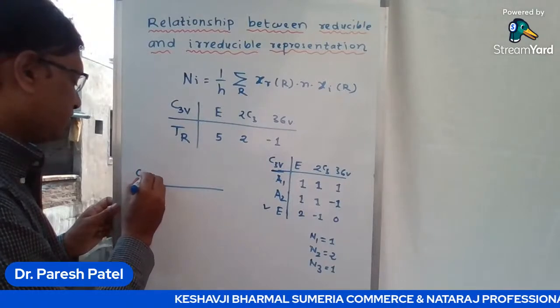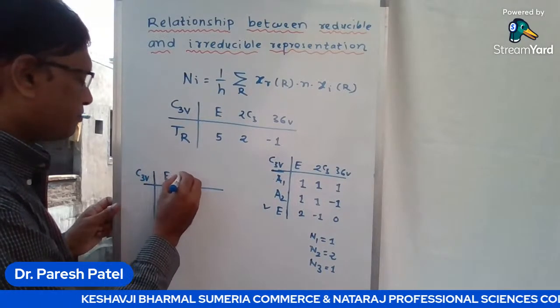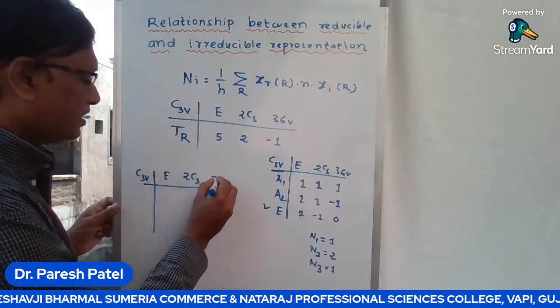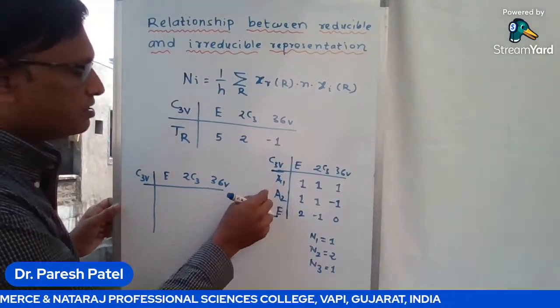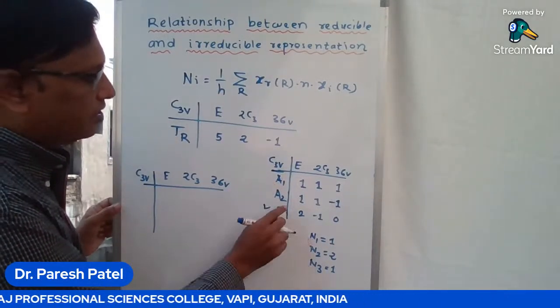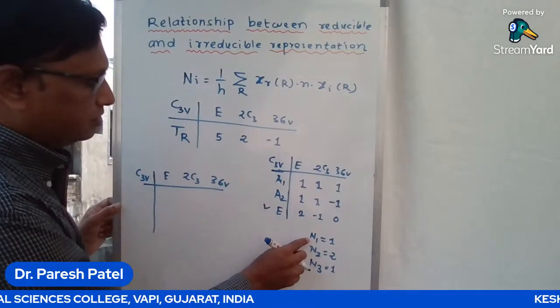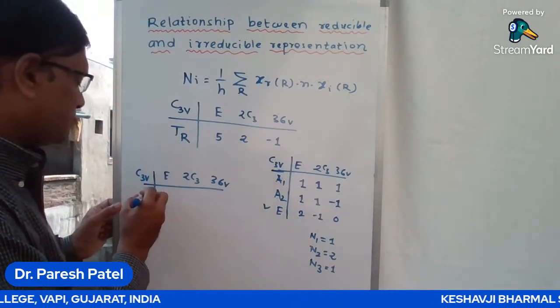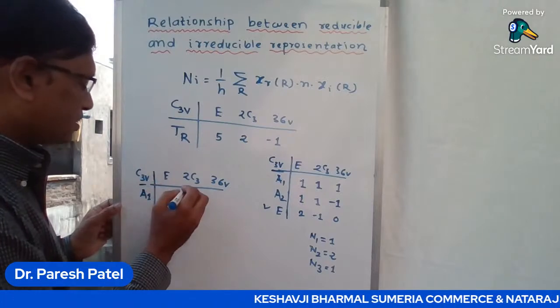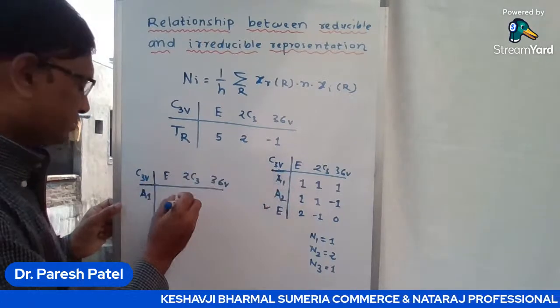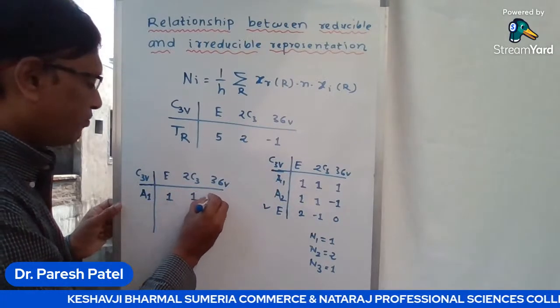C3V: E, twice C3 and 3 sigma. Okay, here N1 is equal to 1. It means the value for N1 is equal to 1, so A1 appears 1 time. The value for N1 which corresponds to A1 means 1, 1, 1.